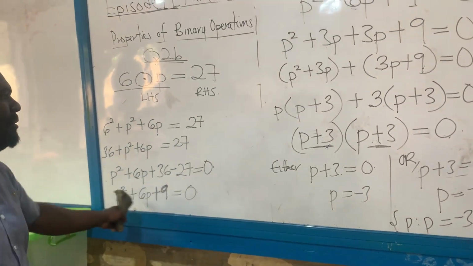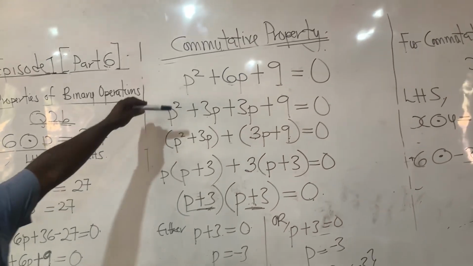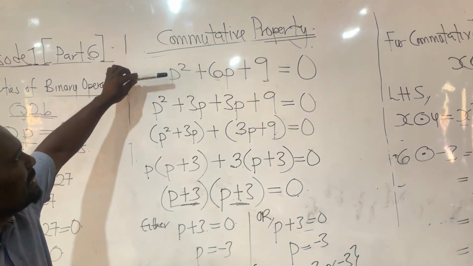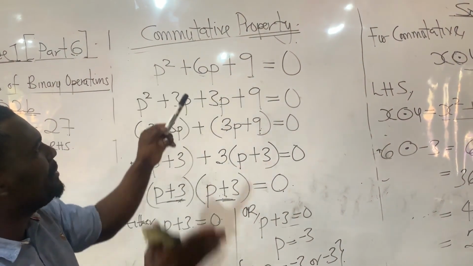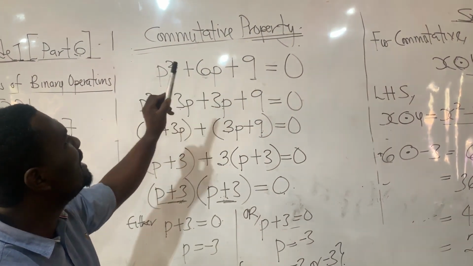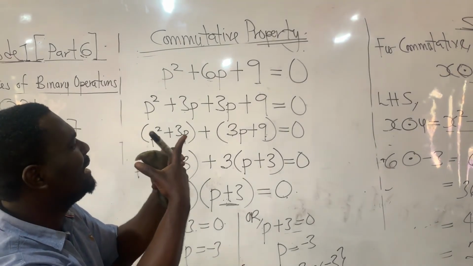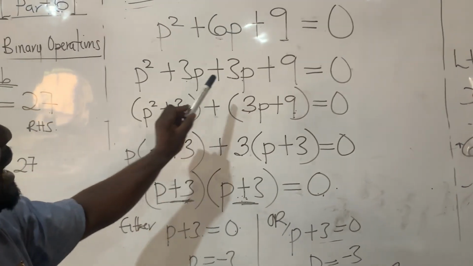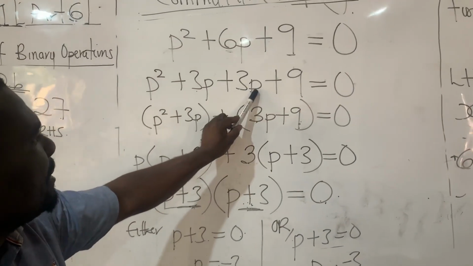Now we've gotten a quadratic equation, which is P squared plus 6P, 36 minus 27 will give you 9, equal to 0. And this is how to solve a quadratic equation. We need two numbers which when you add, give you 6, and when you multiply, give you 9. So the two numbers are positive 3P and positive 3P.